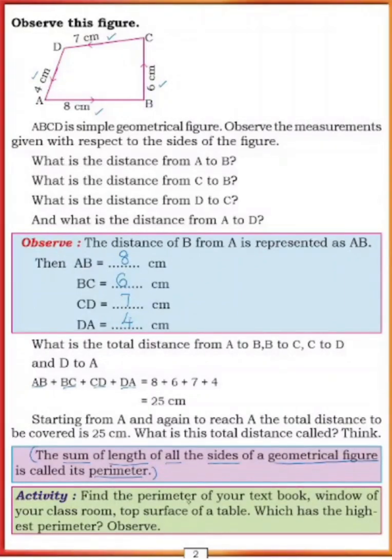Now, activity is find the perimeter of your textbook, window of your classroom, top surface of a table, and you will have to say which has the highest perimeter. Observe.